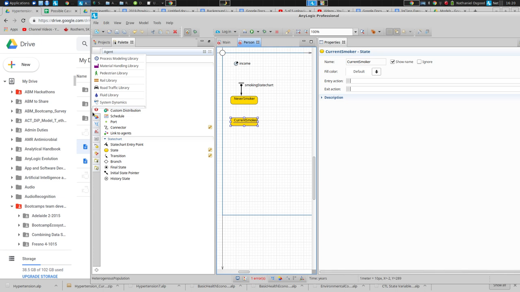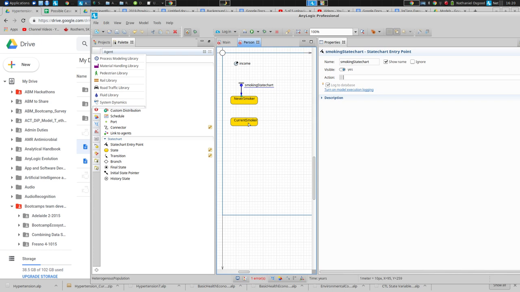How did I do this? Well, remember I'm in this agent state chart. I dragged up the entry point. I renamed it to smoking state chart. I dragged in this one to become the never smoker state, and I made sure they were connected by making sure this is a green color. Green is the color, and state charts are the game. Okay, so now you drag in a state here that's called current smoker.